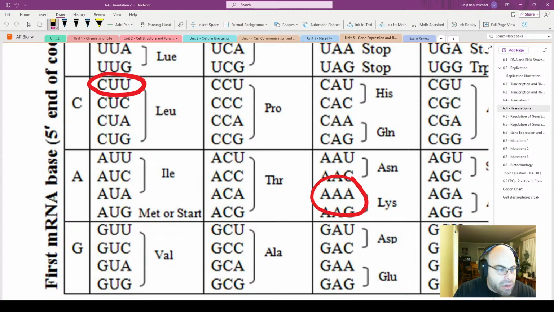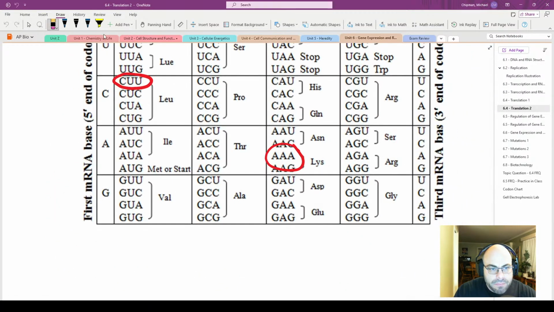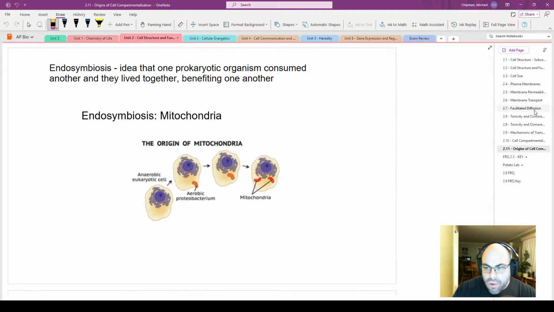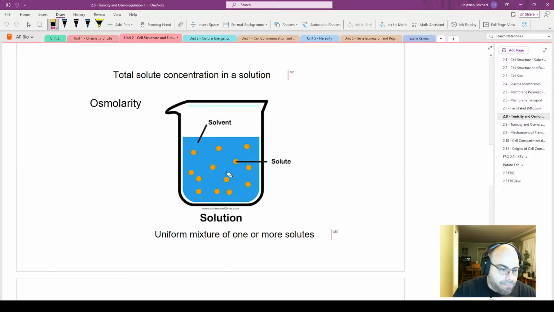What was the question that I don't want to make sure I missed? Oh, water potential. Yeah, let's do that. Okay. I think that's here. No, it's not. It's here. Water potential. Here we go. Okay.